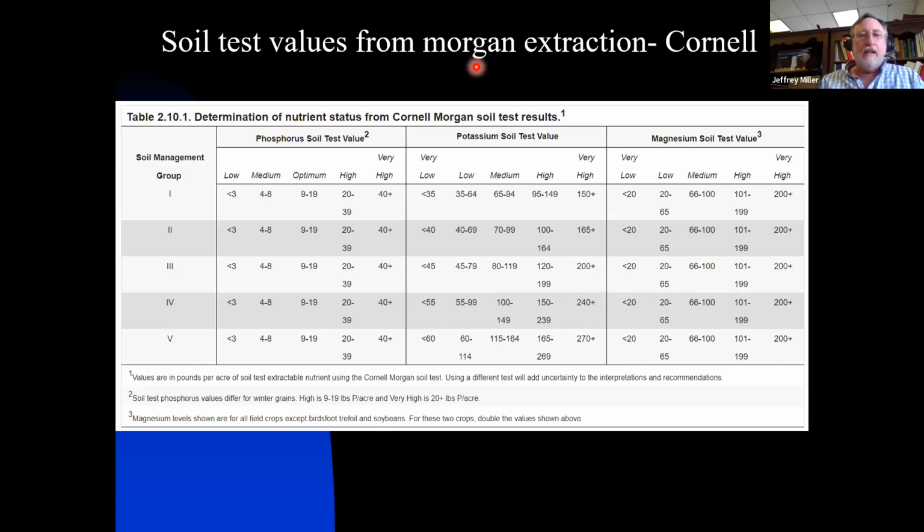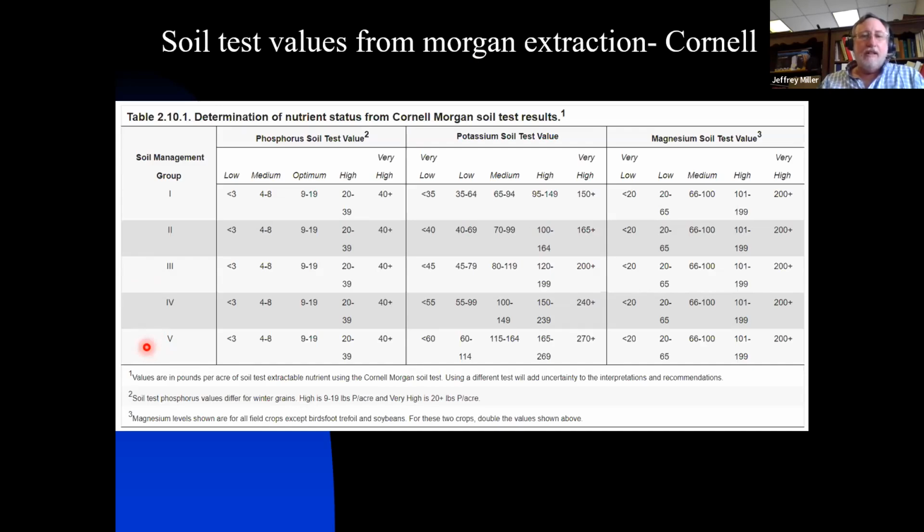So just looking at this, these are the soil test values that Cornell has derived for New York State soils. On the left, you see grouping of soil management, so 1 through 5. 1 is your smallest particle size, so clay soils. 2 is your silts. 3 are some of these bony silts.